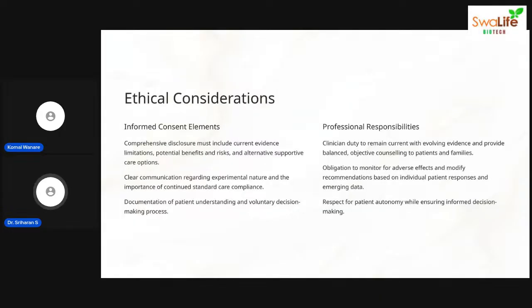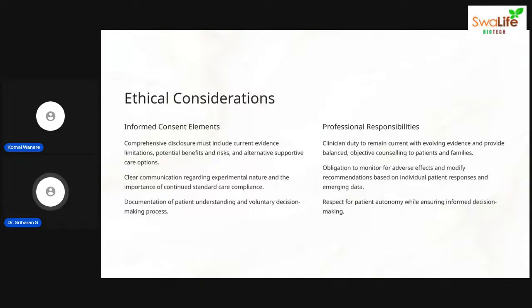So, ethical consideration, the informed consent form element. In normal drug studies we have a quality of evidence, what our procedure should be, our standardization issue, SOP.